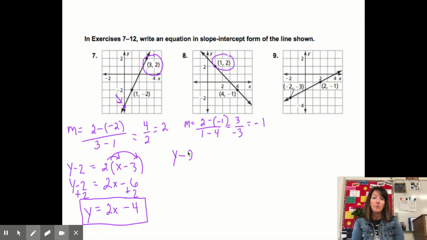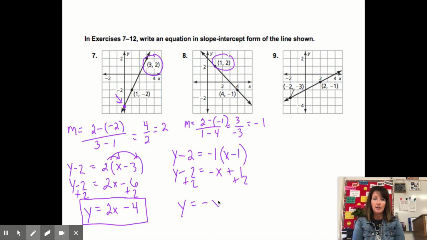So y minus y1 is equal to our slope times x minus x1, which is 1. We'll distribute. So negative x plus 1. We will add 2 to both sides, and we'll get y is equal to negative x plus 3. And pretty easy to check that it is crossing y at the positive 3. Okay, again, you can go ahead and pause the video.